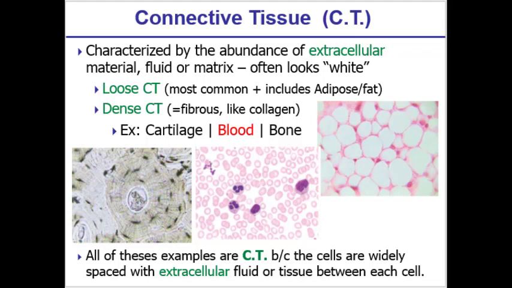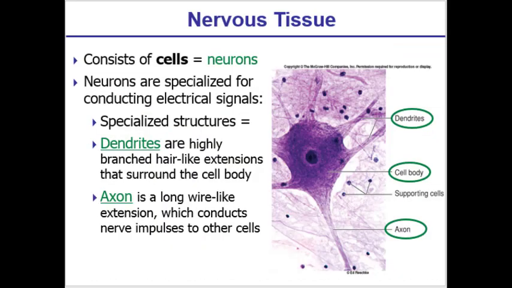Okay, so from the most diverse category, we're going to now look at the most specialized. This is nervous tissue. This is a single neuron stained purple, so it's easier to see the structures. We're going to spend all of Unit 2 on the nervous system.